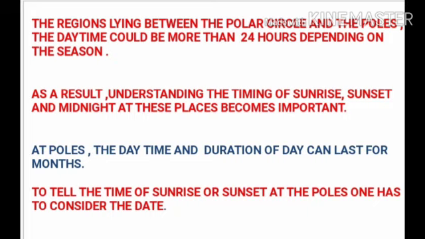As a result, understanding the timing of sunrise, sunset and midnight at these places becomes very important. See now, every time day is there. So how will we come to know the time? At poles, the daytime can last for months. As I said earlier, the sunlight or daytime can last for months also. So at poles at least we need a particular time. To tell the time of sunrise or sunset at poles, one has to consider the date.